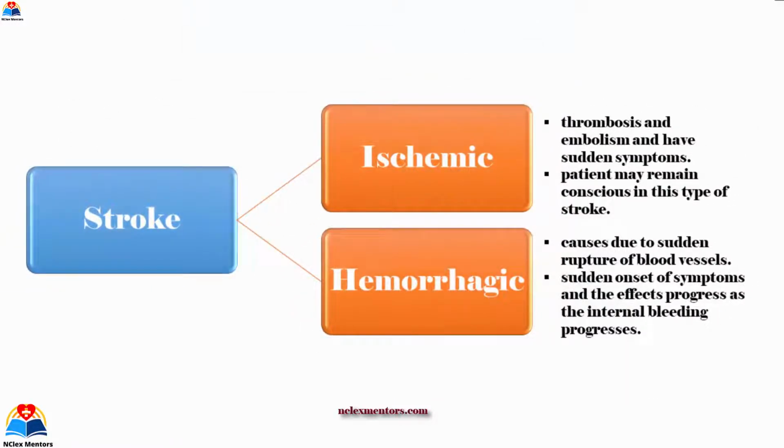Ischemic stroke, which may be caused due to thrombosis and embolism and has sudden symptoms. Basically, the patient may remain conscious in this type of stroke. The other type of stroke is hemorrhagic stroke, which is caused due to sudden rupture of blood vessels. In this type too, there is sudden onset of symptoms and the effects progress as the internal bleeding progresses.